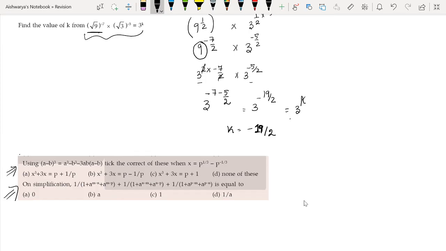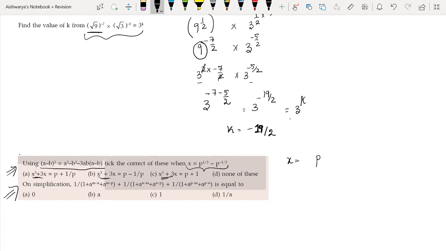They have given you a formula: (a minus b) the whole cube is equal to a cube minus b cube minus 3ab into (a minus b). X is also given to you. Which of the following is correct? In all of them, you have x cube on the left-hand side and a 3x added to it. So we definitely need an x cube and we need a 3x. So how do we get an x cube?